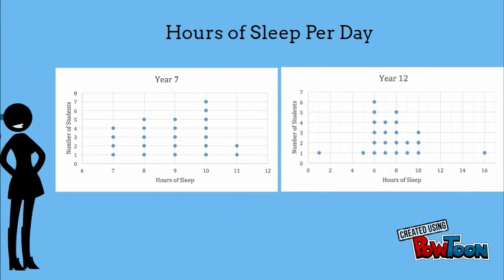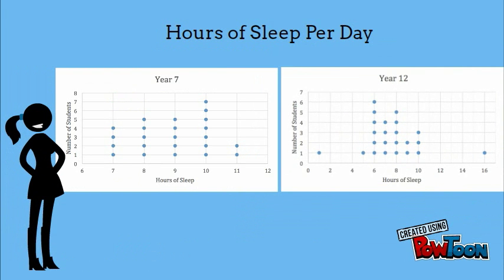These dot plots graphically display the distribution of data. You can easily see that Year 7 students sleep between 9 and 10 hours per night, while Year 12 sleep 6 to 8 hours per night. The outliers have been left in, as it is common for Year 12 students to have irregular sleeping patterns.